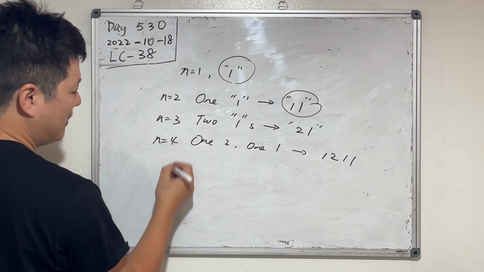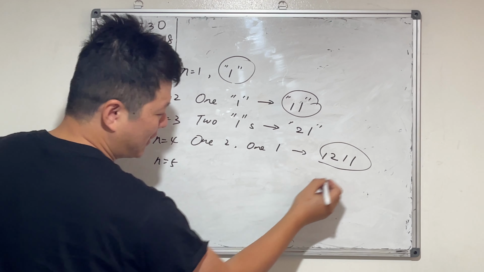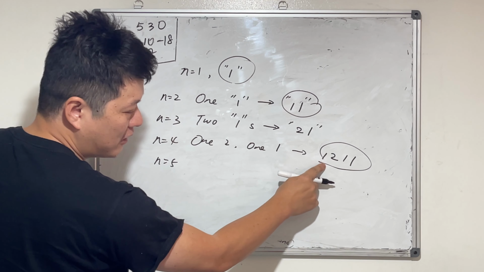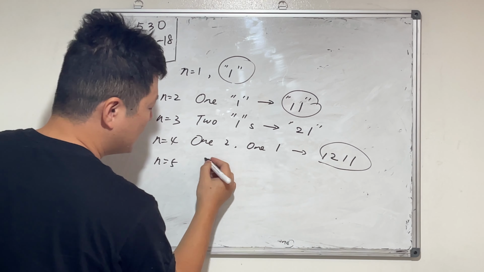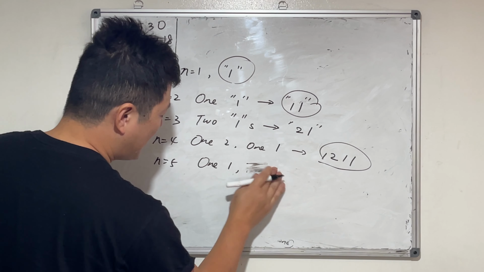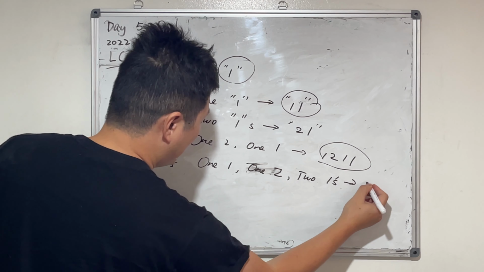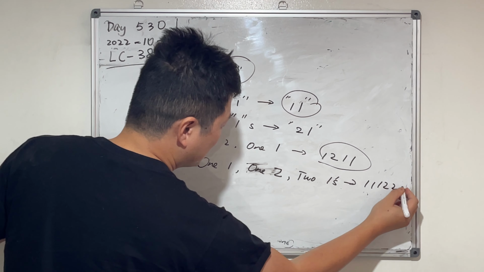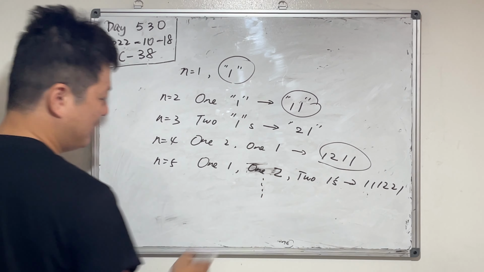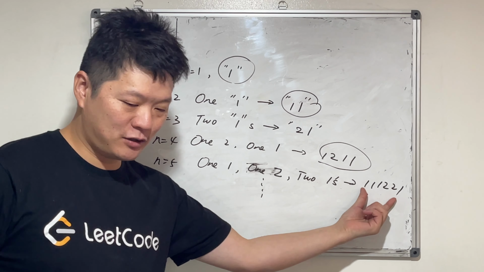n equals 4. Okay, n equals 5. So how do you count and say this one? 1, 1, 1, 2, and 2 ones. So 1, 1, 1, 2, 2, 1, right? And then these keep going, right? So given n, we need to return the string on the right hand side.